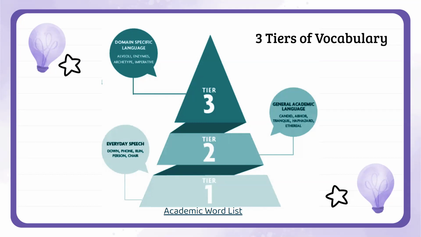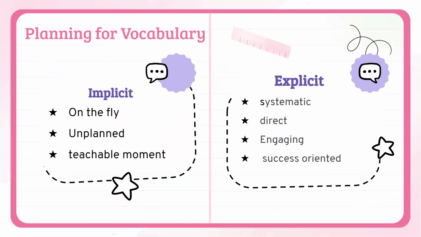So for example, we're going to take a look at this. When we're planning for vocabulary, we want to make sure that we are implicitly or explicitly teaching. It depends. Some of the things are on the fly. A student comes to an unfamiliar word in text. You could stop right there and explain that word. But in order for vocabulary to really be concrete, we need a systematic approach. It needs to be direct and engaging.